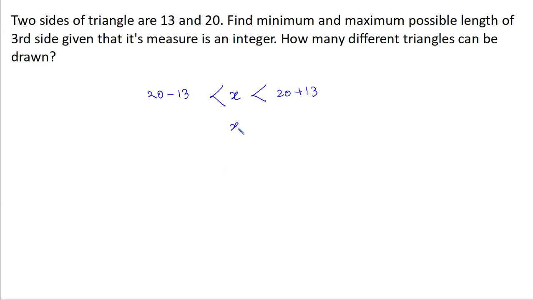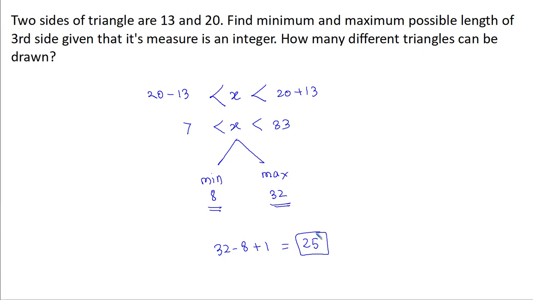Okay, so x has to be in between 7 and 33. Okay, so the minimum value x can take is 8 and the maximum value x can take is 32. So you can solve it like this also. And how many different values can x take? 32 minus 8, both are inclusive, so plus 1, that is equal to 25 different values x can take. So 25 different triangles are possible. Okay everyone, so we can do it like this also.